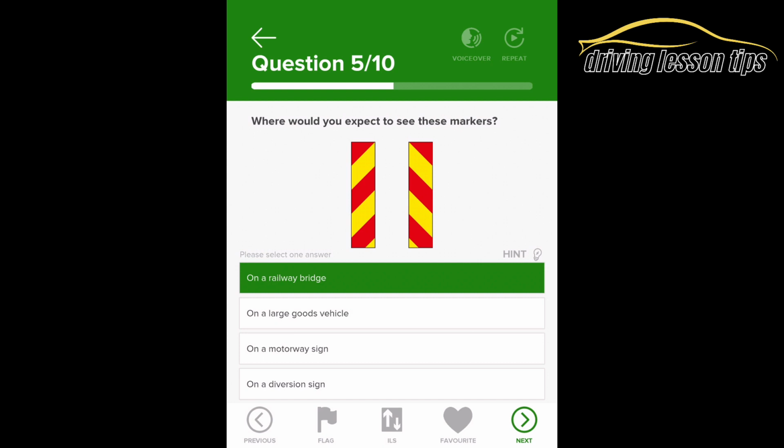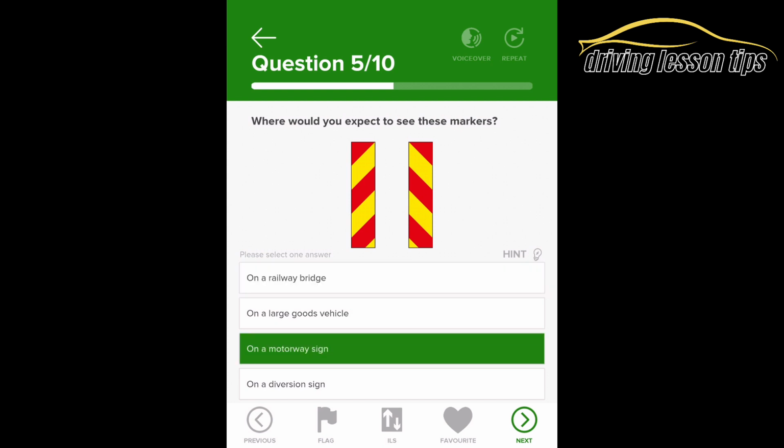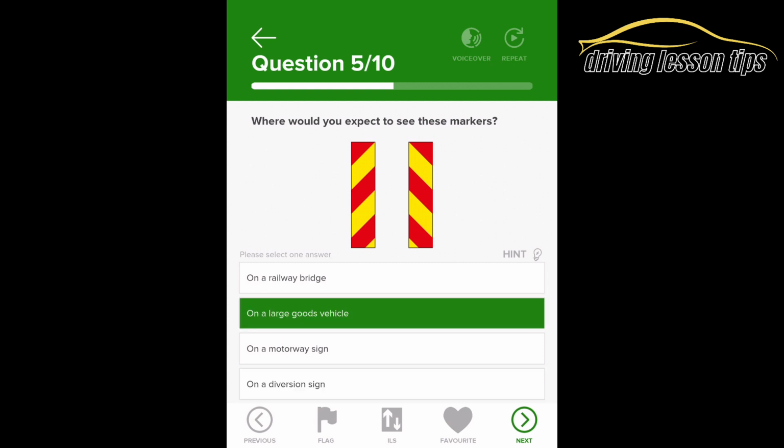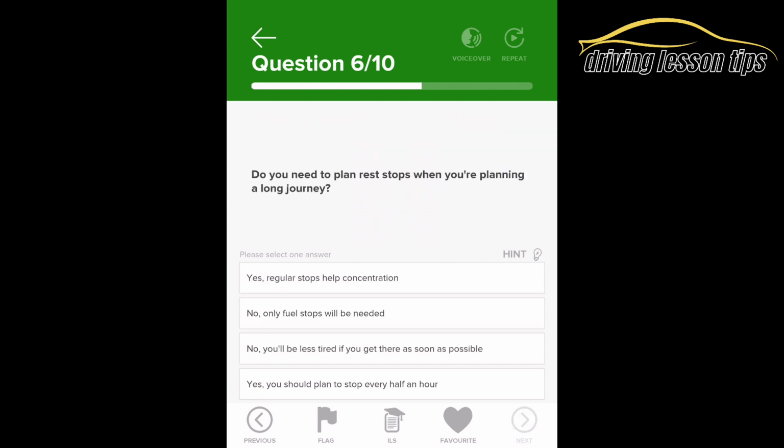On a railroad bridge, they're very similar, but not quite as this. Motorway sign, they're most likely to be blue. On a diversion sign, no, diversions are normally fully yellow. So we know it is on a large goods vehicle like the hint has told us. While you're practicing these apps, you can always look at the hint, but let's break the question right down. Let's get on to the next question.